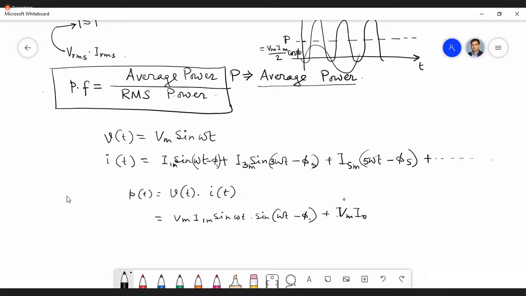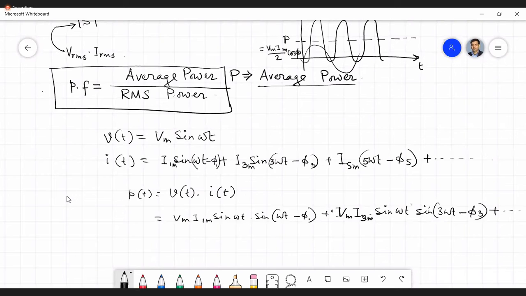Plus Vm I3m sin omega t into sin(3 omega t minus phi 3). So in this way, we will get the instantaneous power. Okay, now what we have to do? We have to find out the average value of it.